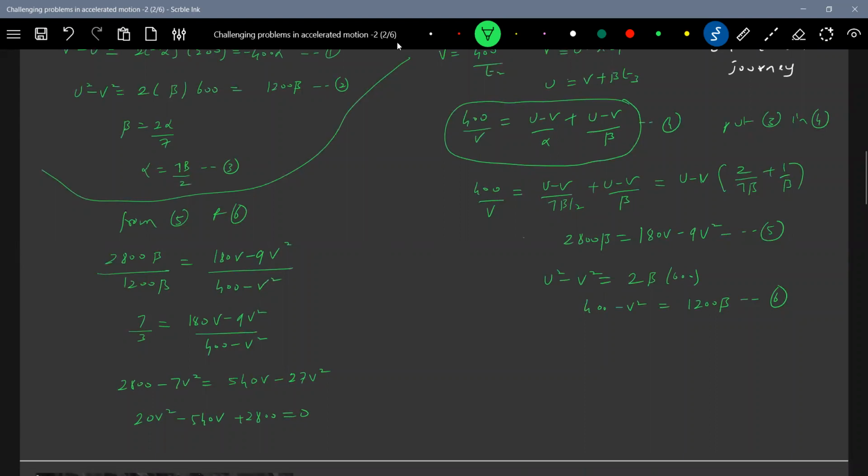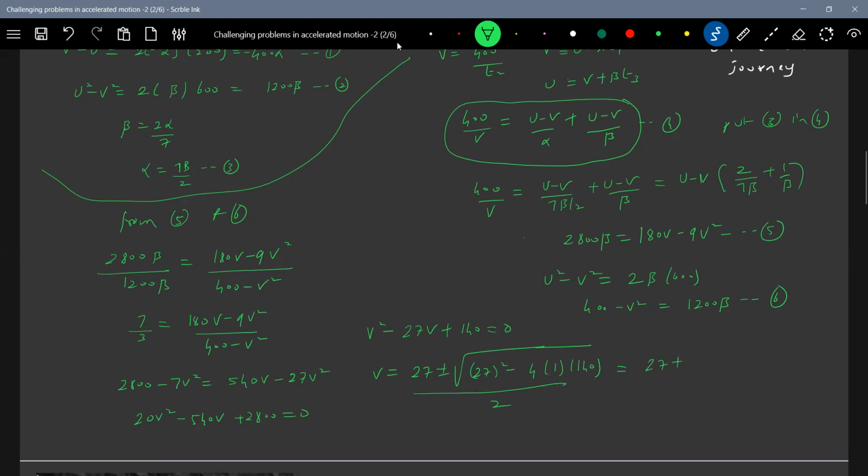It's a quadratic equation, so let me further simplify. This will become V square minus 27 V plus 140 equals 0. V equals 27 plus or minus the square root of 27 whole square minus 4 into 1 into 140, divided by 2.